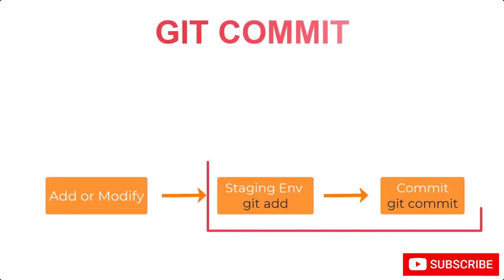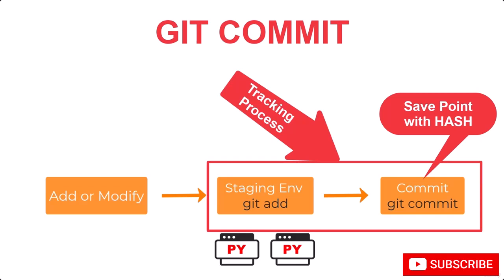To complete tracking files by Git, you need to commit them. We have two Python files in the previous lesson, the main Python file in addition to the index Python file, and all these files are inside the staging environment. And to complete tracking them by Git, we need to commit them by using the git commit command.